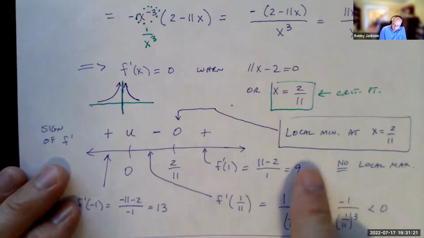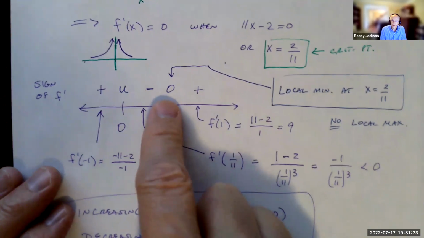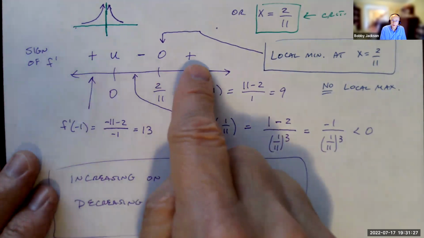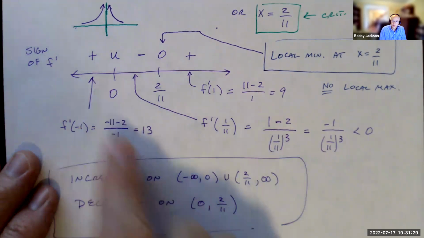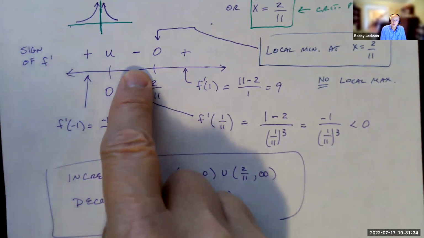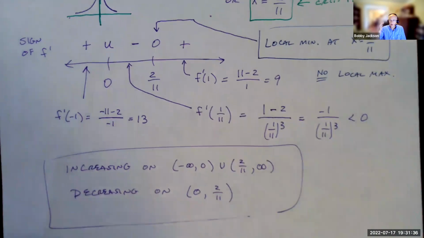Okay, so we don't have a local max. We do have a local min at x equal 2/11, and then we're increasing where the derivative is positive. That's everything less than 0 and everything greater than 2/11, and we're decreasing where the derivative is negative, between 0 and 2/11.